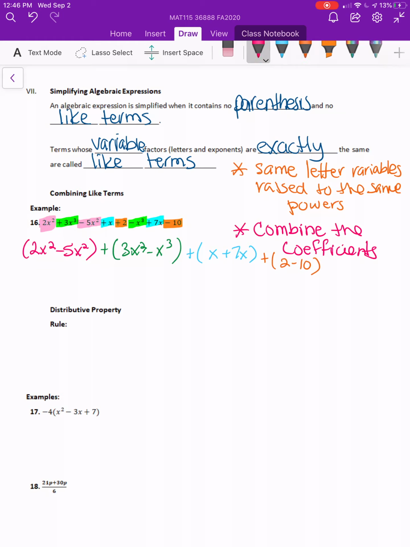Okay, so those are, I kind of wrote them. That's probably more writing than you need to do. You might be able to do some of this in your head.